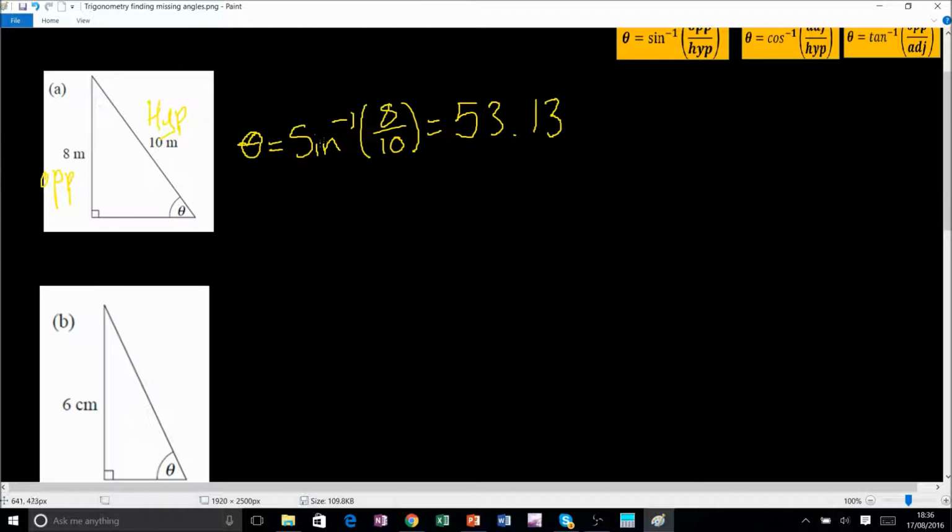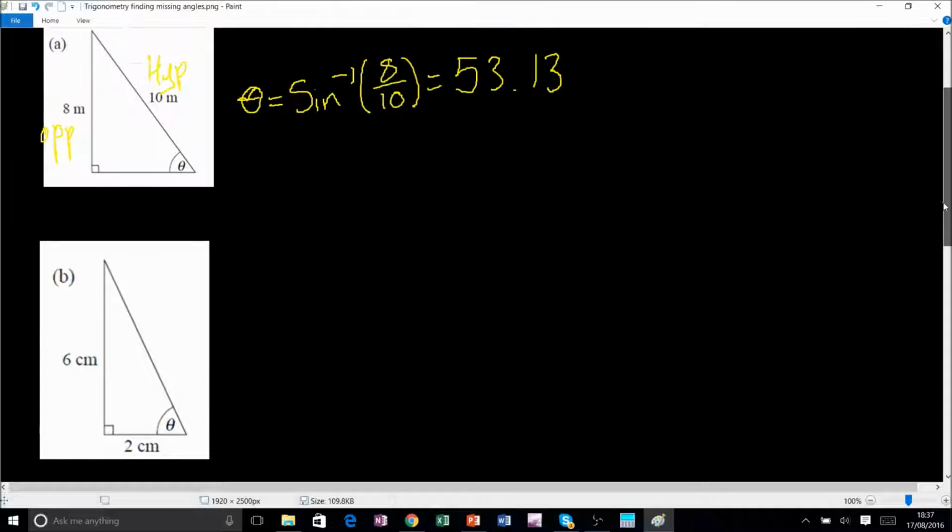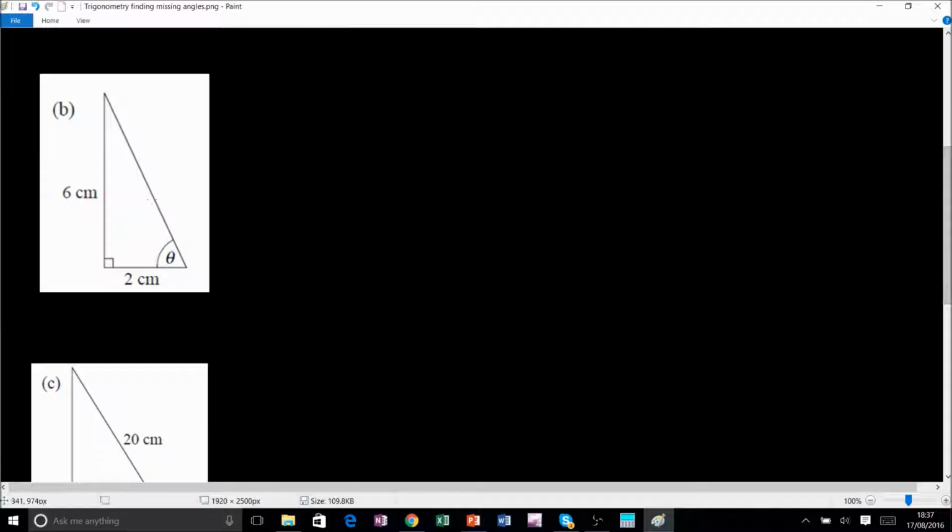All you need to do on the calculator is press shift, depending on what sort of calculator you have. If you have a Casio FX83 GT Plus, press shift and then your original sine button, put 8 over 10 in the brackets and press equals, and you'll find your answer, 53.13.